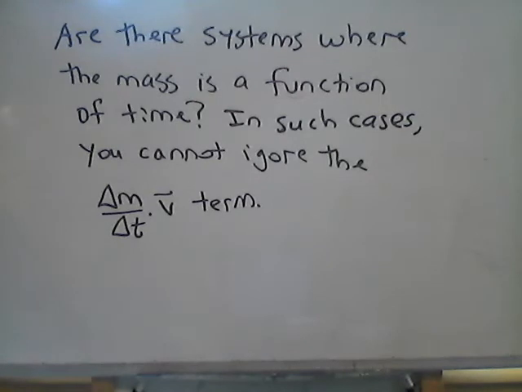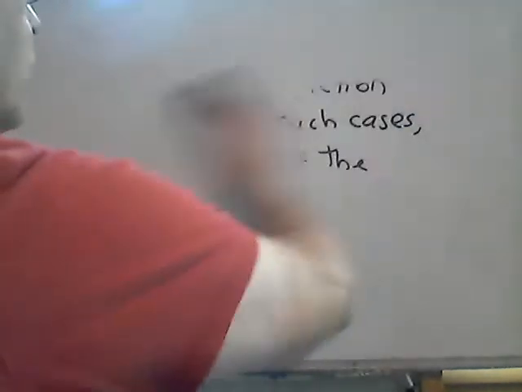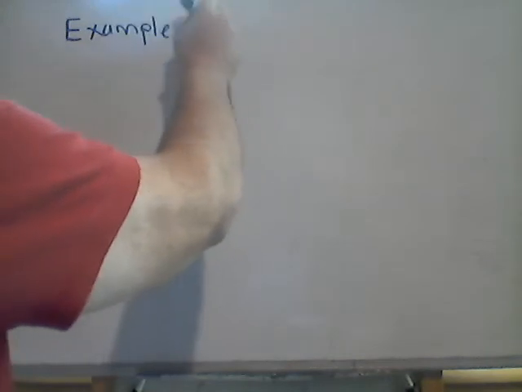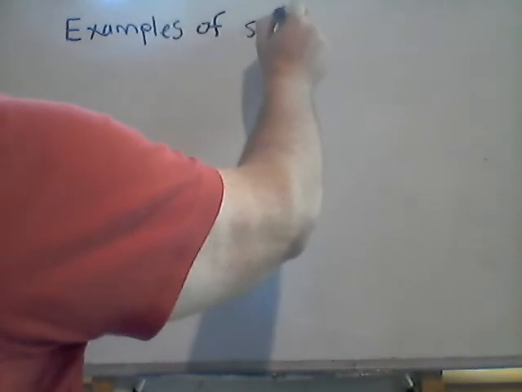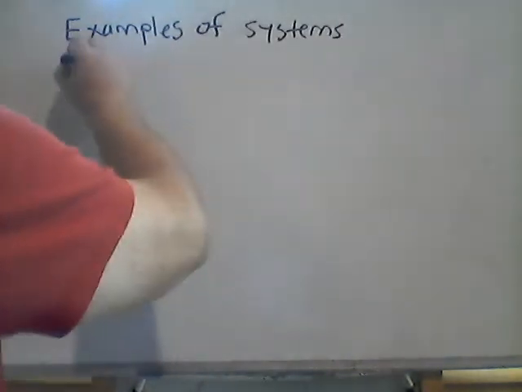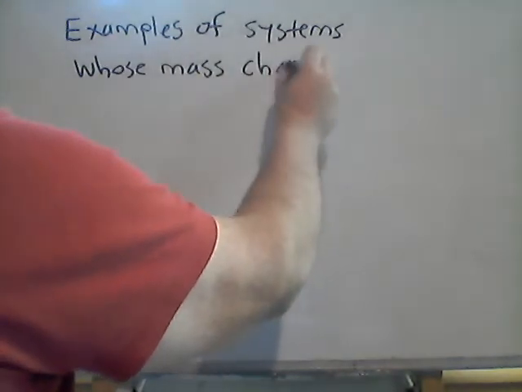That's the big question. Well, I can think of about two really important ones, and actually a third one that is in your life on a regular basis, right? So let's talk about, first of all, what are some examples? Well, how about a rocket? So examples of systems whose mass changes in time.